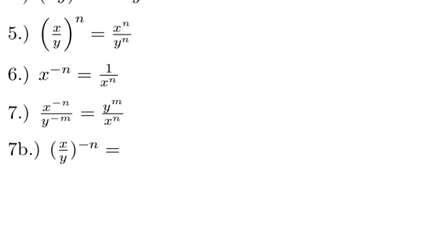y over x, but all to the power of positive n. See, all I did here was I had this negative sign here, and since there was a fraction on the inside, it's a fraction all to the power of negative n, I flipped the inside of it. So instead of x over y, it's y over x, and now it has a positive n. So that is rule 7b. It's just kind of an extension of rule 7.